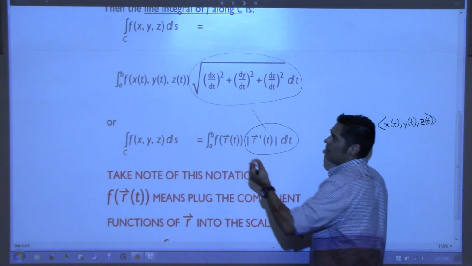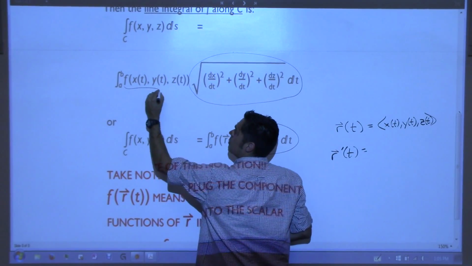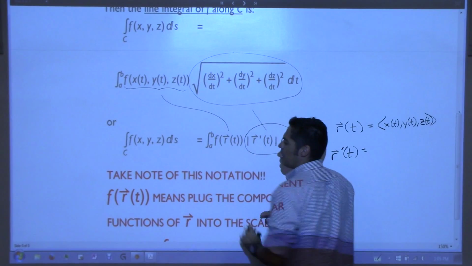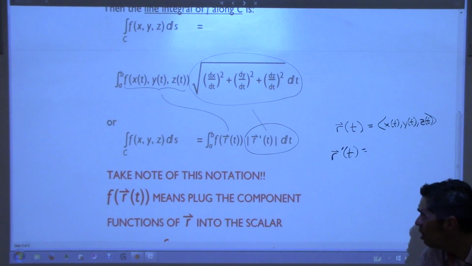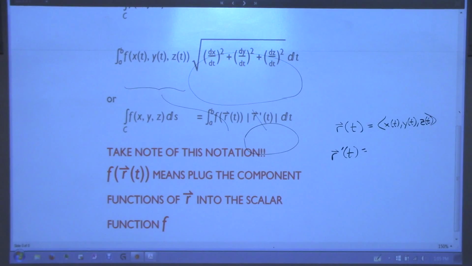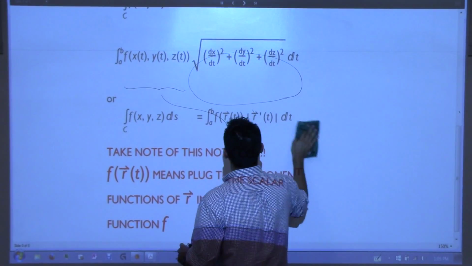It's just a different way of writing this line integral. And another way of writing this is going to be to use this notation. I wrote it in red here. I don't think that's in the notes that I put online.